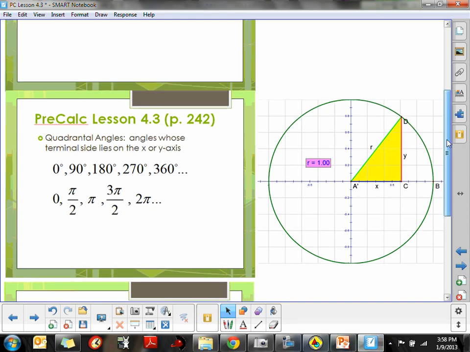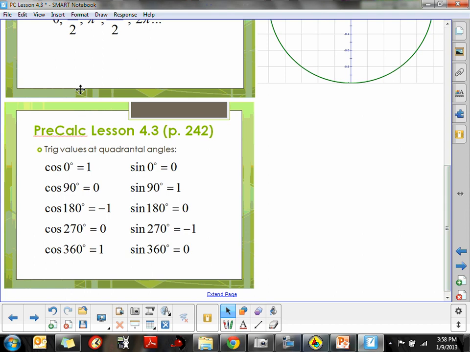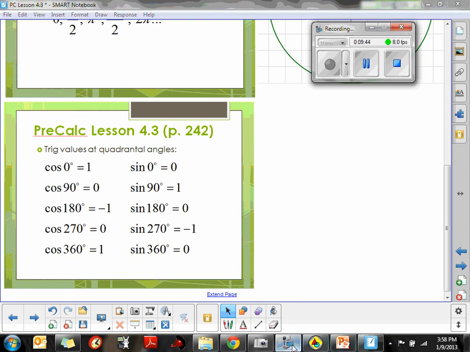What I've put on here then are the basic trig values for our quadrantal angles. I try to describe how we got those and what these values are. I believe those are all correct, and you can use that as a reference if you want. So my goal in this slide is to present to you the quadrantal angles and allow you to calculate the basic trig ratios of those quadrantal angles.